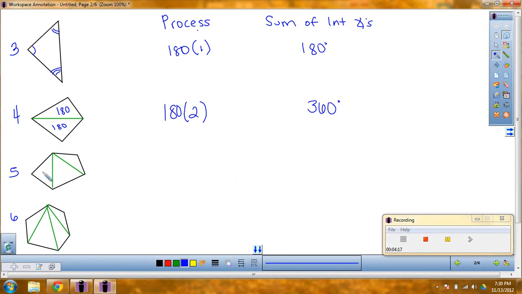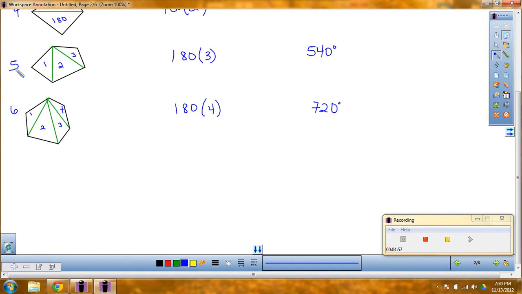In the same way, here we have 1, 2, 3 triangles, which means we have 180 degrees times our 3 triangles to give us 540 degrees. And last, we have 1, 2, 3, 4 triangles. So 180 degrees for each triangle times 4 gives us a total of 720 degrees. Now, this is convenient for something like 6, but what happens when we have a bigger number? Well, let's follow the pattern.